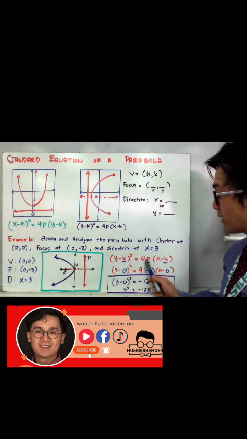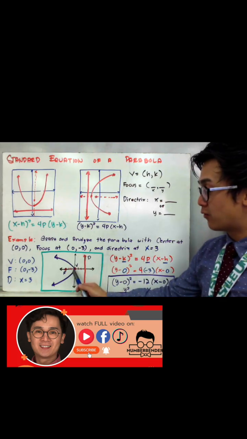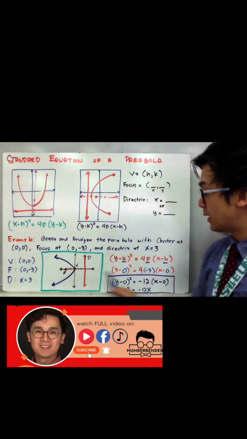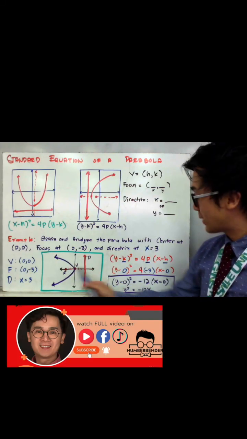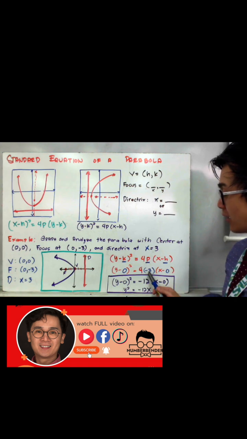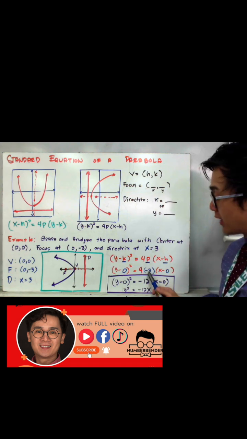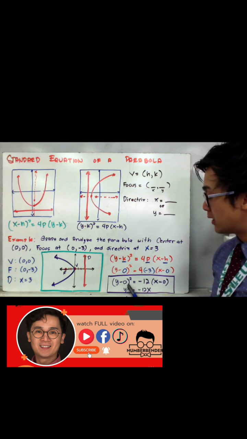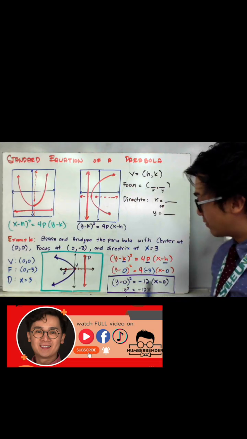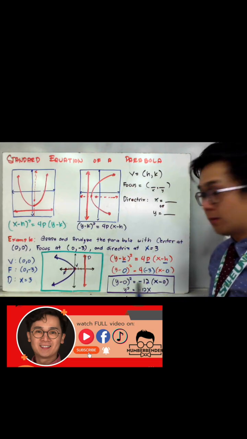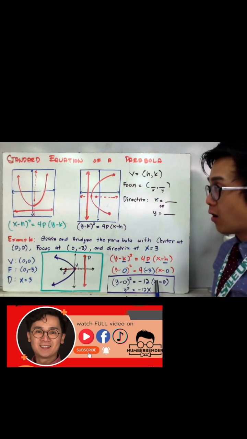And for the p value, it's the distance between the vertex and the focus, and since it's opening to the left, it's going to be negative 3. We have 1, 2, 3 units, so we have negative 3 for our value of p, and when we simplify the equation, we'll have (y minus 0) squared equal to negative 12 times (x minus 0). And this is the standard equation of your parabola opening horizontally.